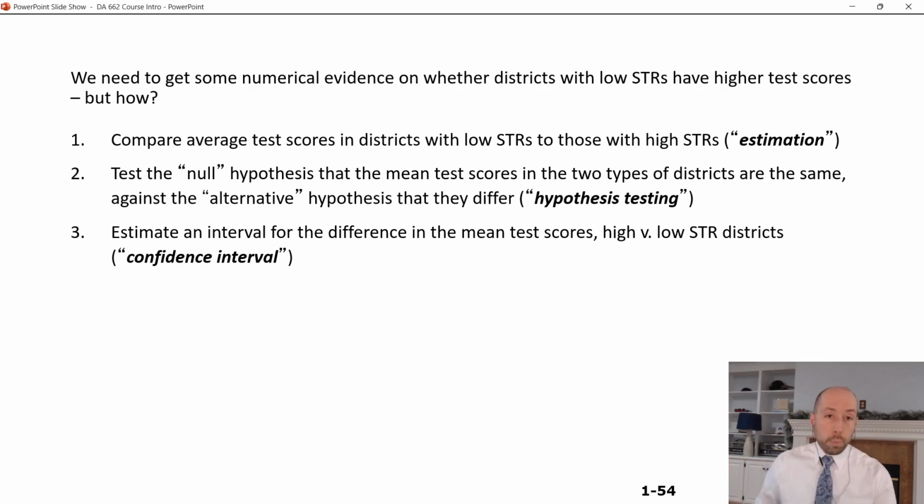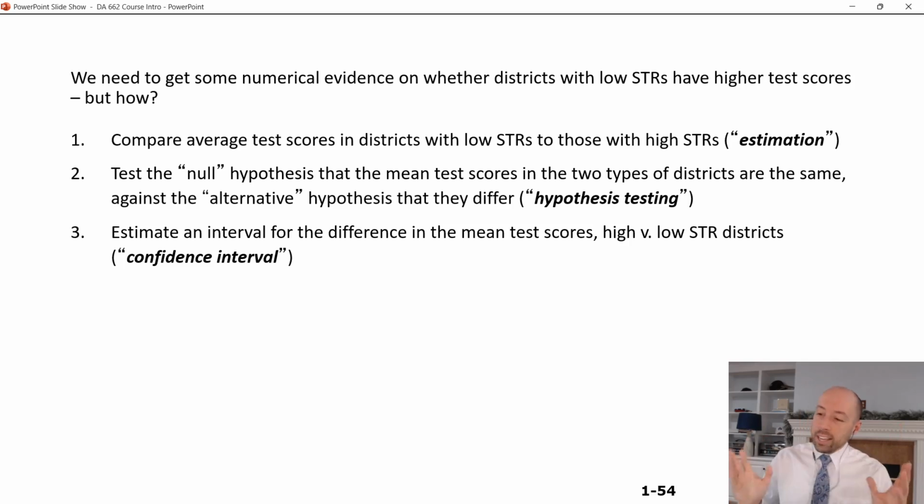Then estimate an interval. I can estimate, I can test hypotheses, and I can give some sort of a probabilistic statement about how big that difference could be. This is going to be the confidence interval. Confidence intervals will be based on some statement of how likely it is that the truth is in that interval, okay, which will tell you something about how wide that interval has to be.